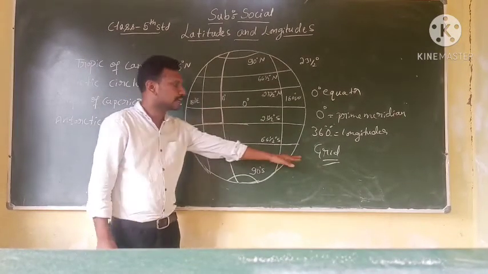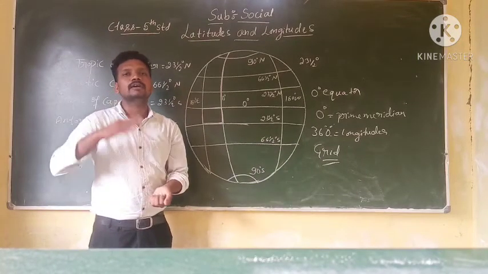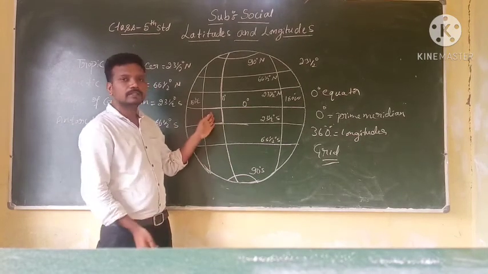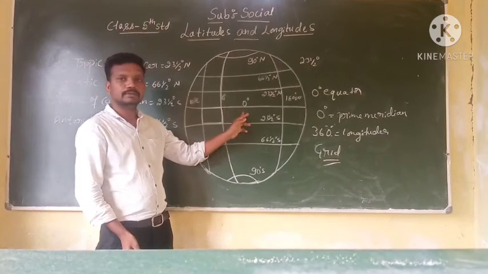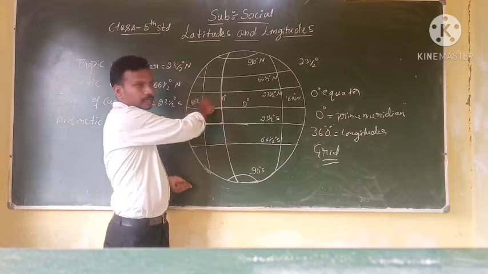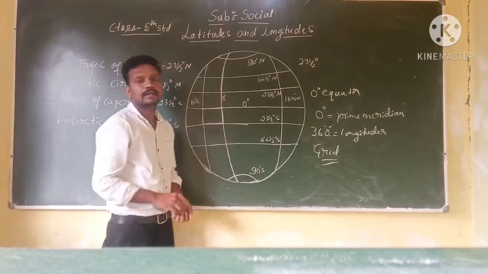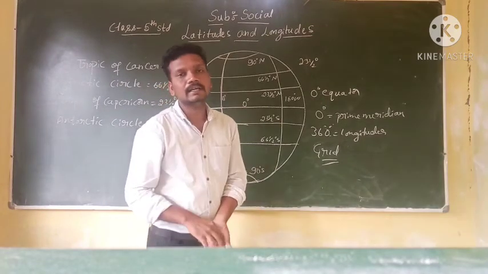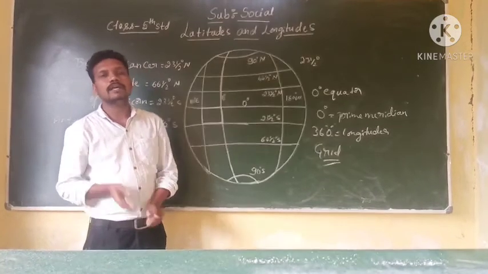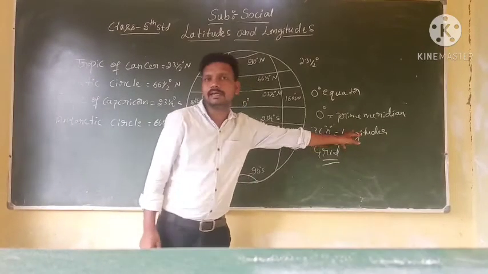The importance of the grid system is that we can easily locate the exact position of any place on the earth. If we know the longitudes from here to here, and the latitudes from here to here, we can easily find a place on the earth. Another importance of the grid system is the calculation of time. Based on the 0 degree prime meridian, or Greenwich Meridian, we can calculate time.